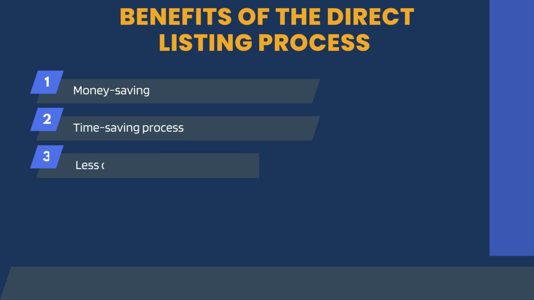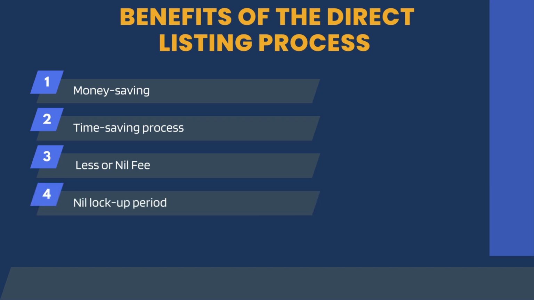After that we have less or nil fee. Companies don't have to pay fees which they are liable to pay as in the case of a traditional IPO, since no additional capital is being raised through the direct listing. Compared to a 6 to 7% fee in traditional stock issuing, it is only 1 to 2% in DLP.